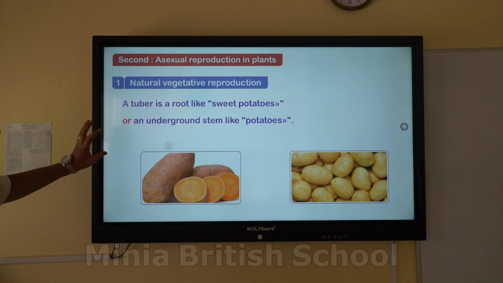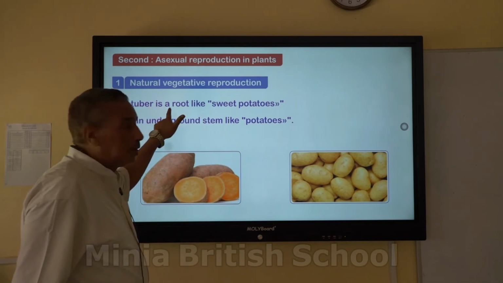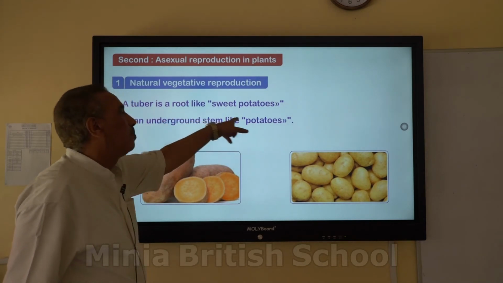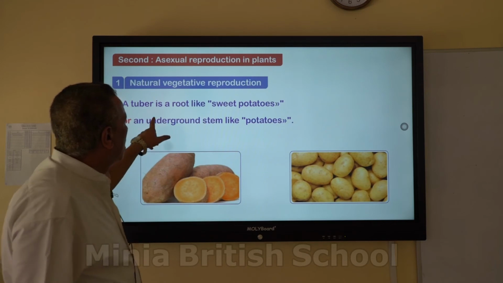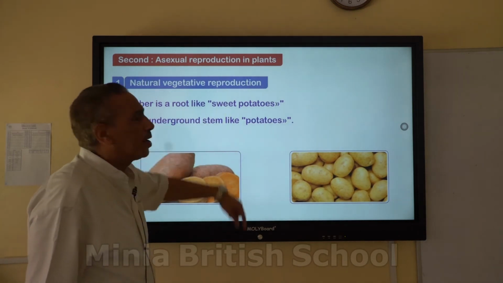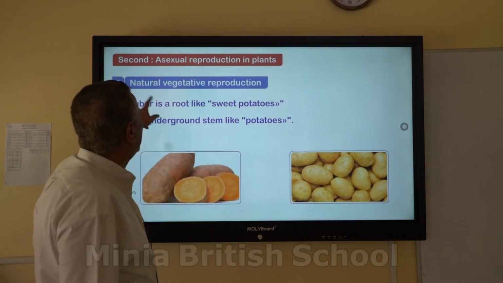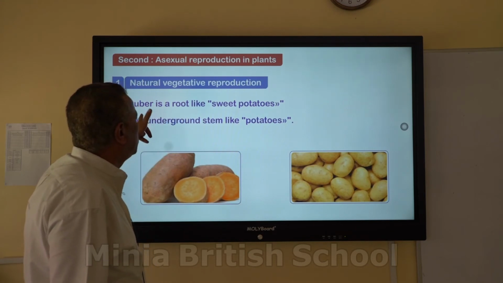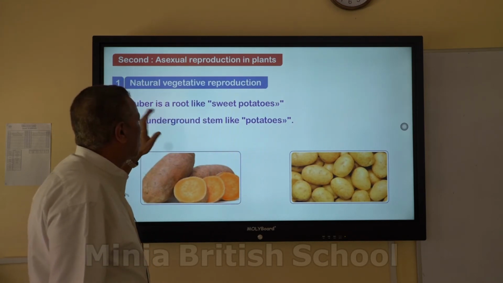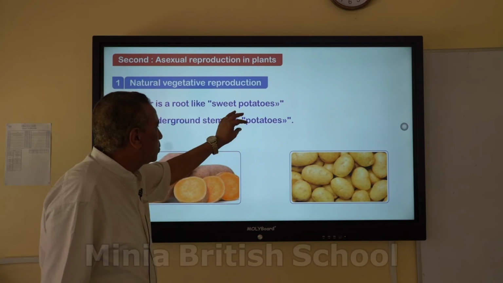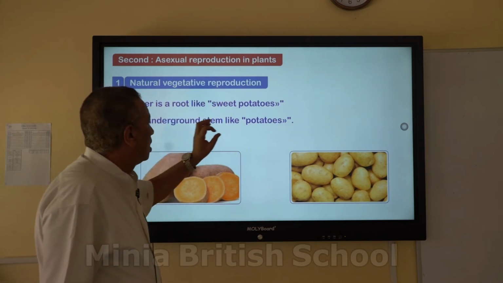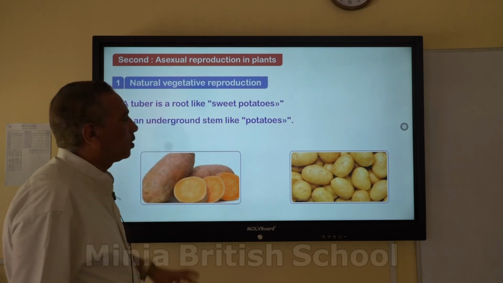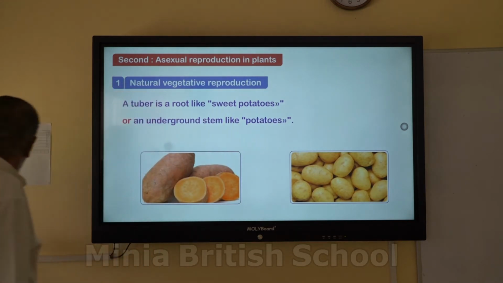If it is going to form a tuber, it may be root-like, as in sweet potatoes, or an underground stem, like potatoes. In the case of natural vegetative reproduction by tuber, I'm thinking about sweet potatoes. The reproduction takes place by a part of the root. In potatoes, it is only a part of the underground stem. This is the first type.